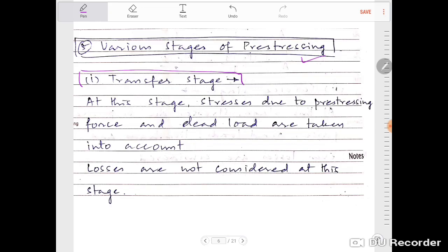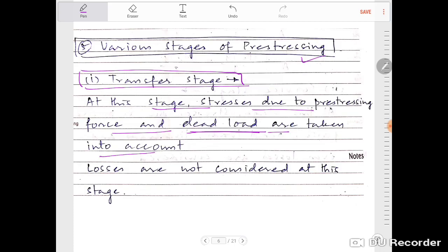By the name itself you might have understood that this is the stage where the pre-stressing force is transferred to the concrete. At this stage, stresses due to the pre-stressing force and the dead load are taken into account. So not only the pre-stressing force is going to be transferred, but in addition you are also taking into consideration the dead loads.